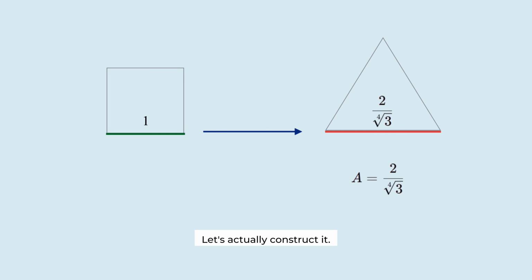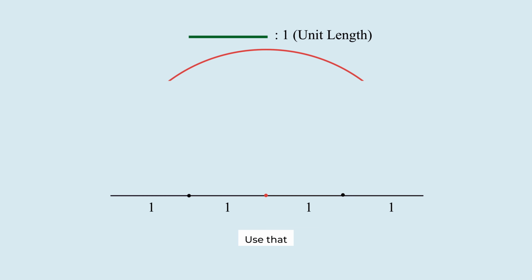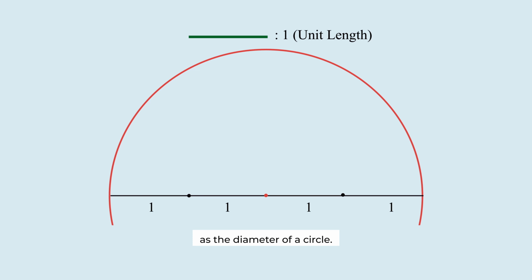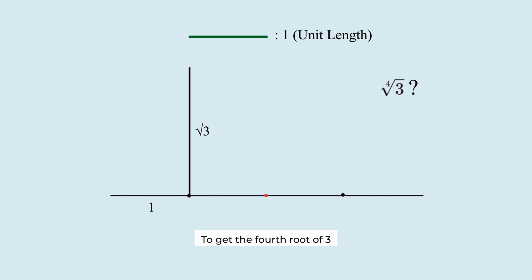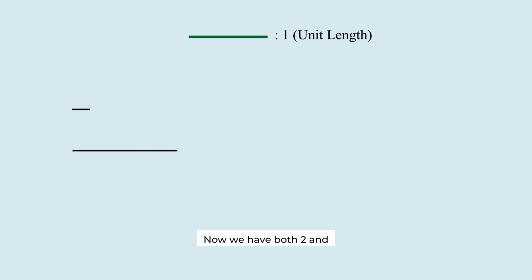Let's actually construct it. The numerator 2 is easy, just double the unit length. For the denominator, we'll start by finding root 3. Draw one line segment of length 1 and another of length 3. Use that as the diameter of a circle. Draw a perpendicular through this point. The intersection gives you root 3. To get the fourth root of 3, using the length of root 3, repeat the same square root construction once more. Now we have both 2 and the fourth root of 3.